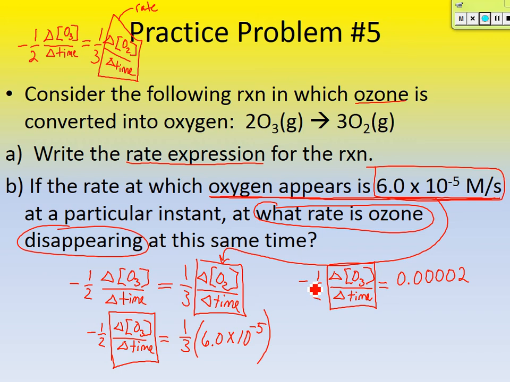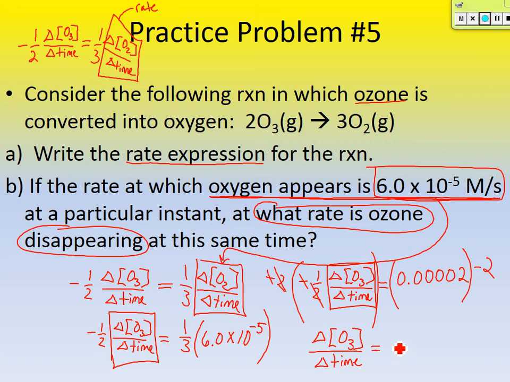Times by 2. Could I times by a minus 2 on both sides? Yeah, I would actually times by a minus 2. Why a minus 2? Because it's minus. Yeah, because that would get rid of your minus sign. And by timesing by 2, you get rid of the 2's. And so all we're doing there is isolating the rate at which ozone is disappearing. So let's take that and times it by 2.